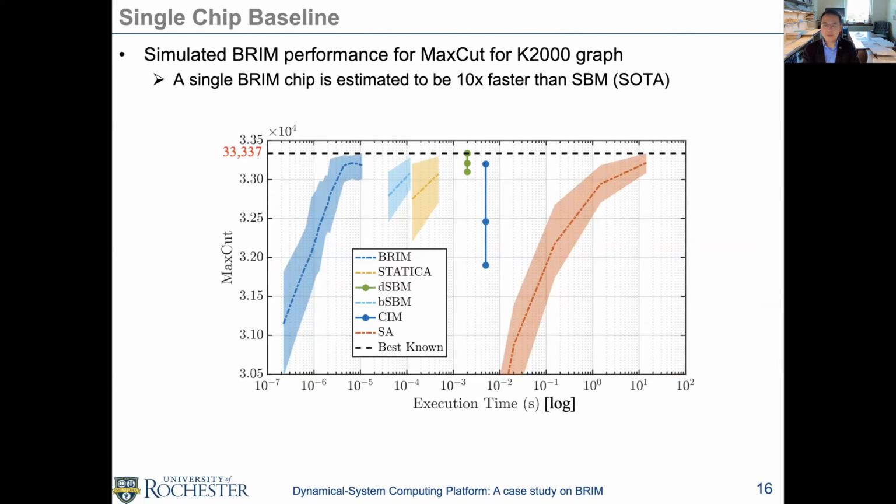So this is perhaps one K2000 simulation. This is, again, a standard graph that people use. The fastest machine out there, this is simulated annealing, 20 runs per annealing time per experiment. The shaded area shows you the 20 runs in terms of max cut. The higher, the better. The dotted line is the best known solution for K2000 in the literature. Simulated annealing is at the far end.